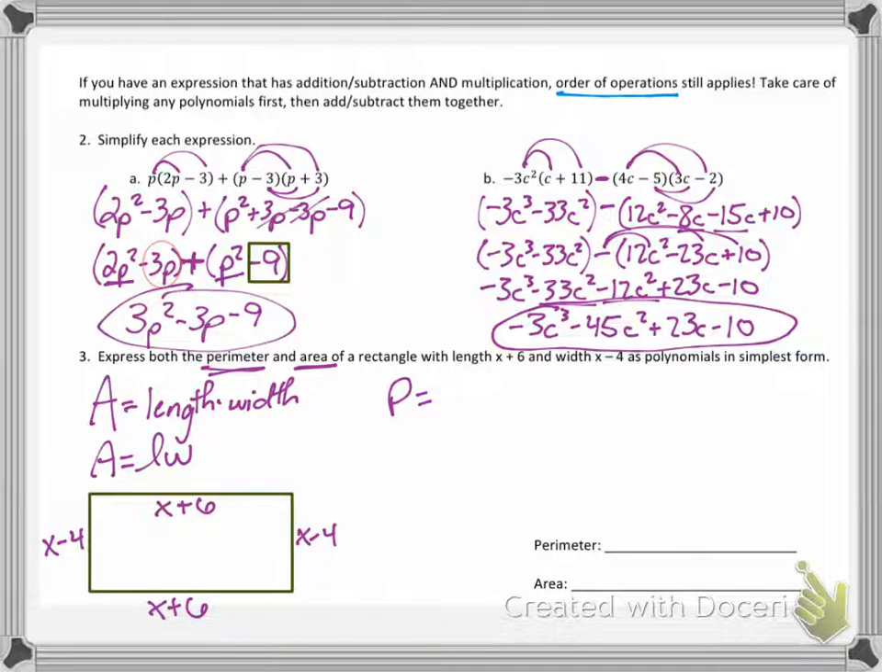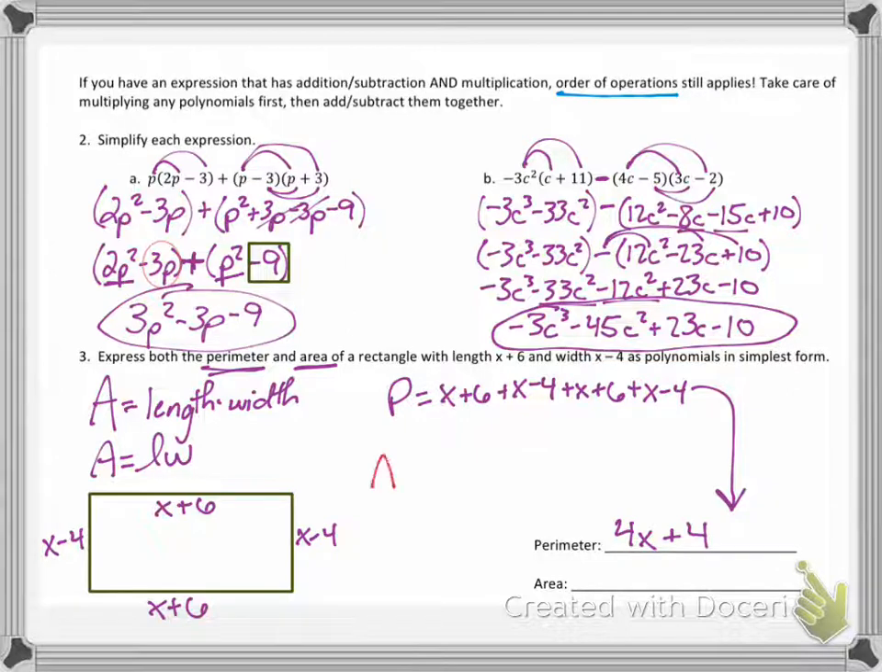So I'm going to have x plus 6 plus... I'm sorry, x minus 4 plus x plus 6 plus x minus 4 plus x plus 6. We're going to add all those together and get a perimeter of 4x. Then we combine all of our numbers here, so that comes out to positive 4. So my perimeter is 4x plus 4.